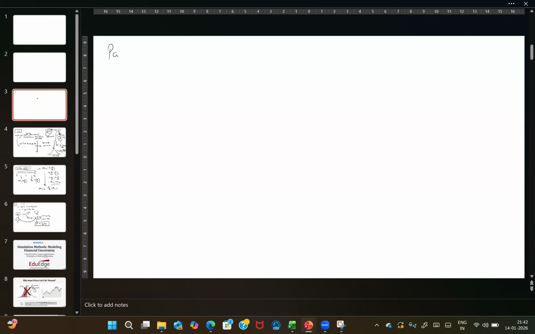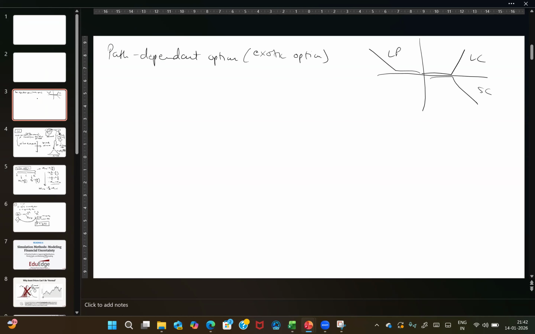Okay, so step back, what is a path dependent option? A path dependent option is basically an example of an exotic option which does not fall into the category of your long call, long put, short call, short put, right? It has different features which make it exotic. An example of a path dependent option is the Asian option. Yeah. So what is an Asian option?